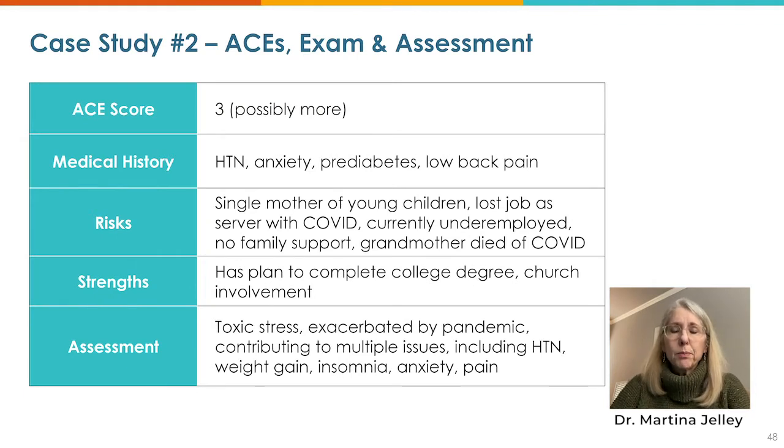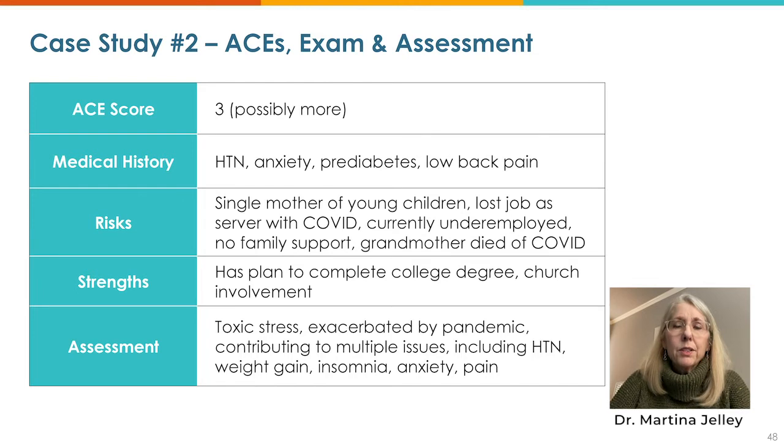So if you look at this patient overall, she had an ACE score of 3, and I say possibly more. We use a conversational approach to screening for ACEs, and we know that she had at least 3 ACEs, possibly more. Her risks for worsening of her stress during COVID are that she was a single mother of 2 young children. She'd had a good job as a restaurant server, but had lost that due to COVID, as many people have. She was currently underemployed, working part-time in the fast food industry, maybe related to some of her obesity issues. And she had no family support because her main support had been her grandmother, who had died recently of COVID. So this was a very difficult case.